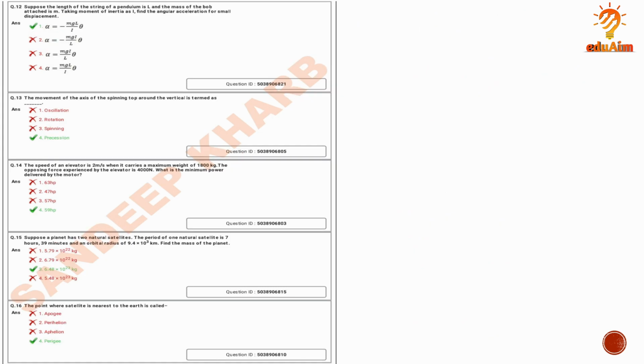12th question is: suppose the length of the string of a pendulum is L, and the mass of the bob attached is m. Taking moment of inertia as I, find the angular acceleration for the small displacement. As we know, alpha is minus mgl sine theta by I. For small displacement, sine theta is very small, so approximately we take this as theta, then we have minus mgl theta by I. The first one is the answer.